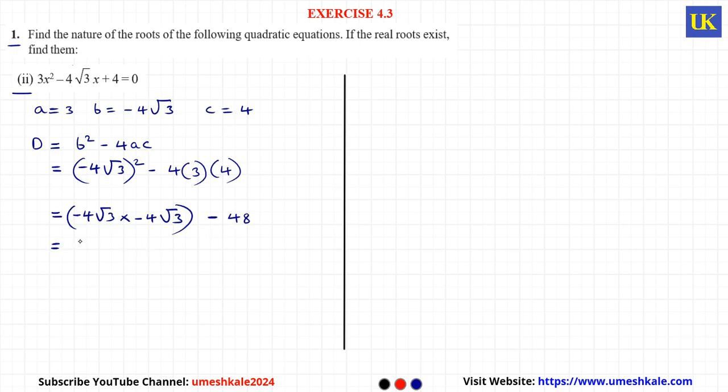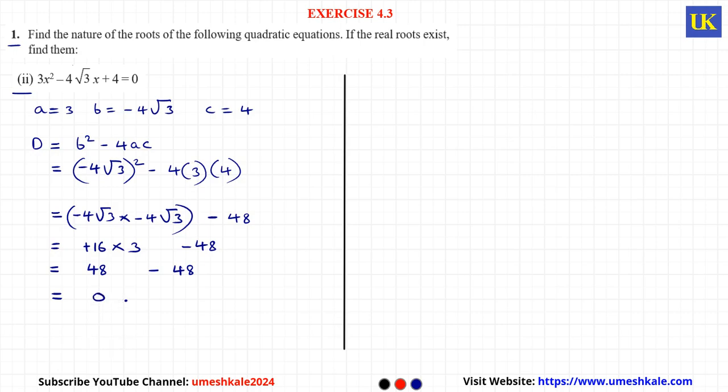And now this, you can see here, it is square. So square means the same thing two times has to be multiplied with each other, right? So now minus 4 into minus 4 is how much? It is plus 16. Plus 16, and root 3 into root 3 will become 3, right? This minus 48 as it is, I will keep. And then 16 threes is again 48, and this minus 48 as it is. So 48 minus 48 is how much? 0. So now the answer is 0.